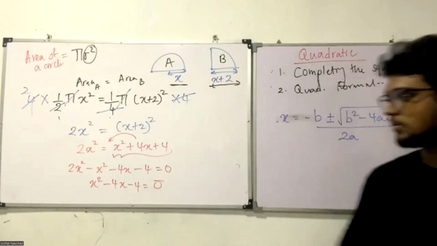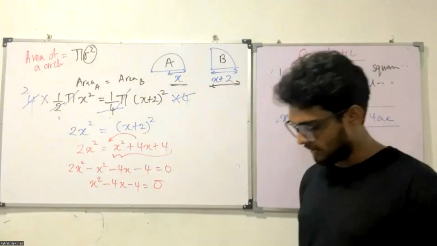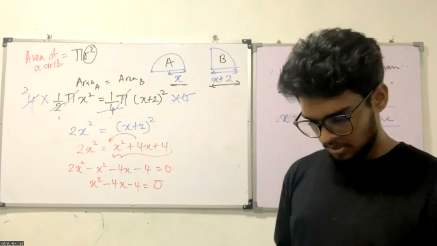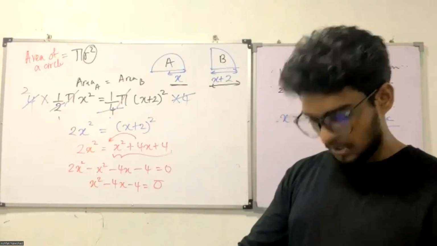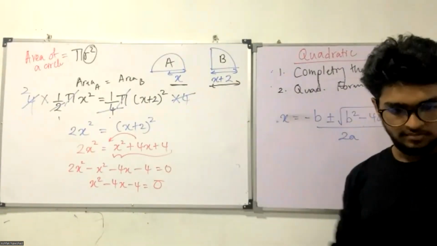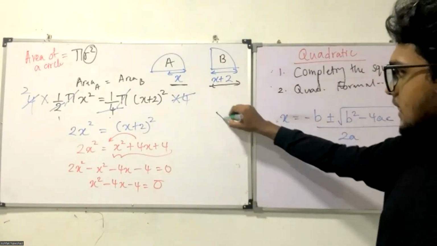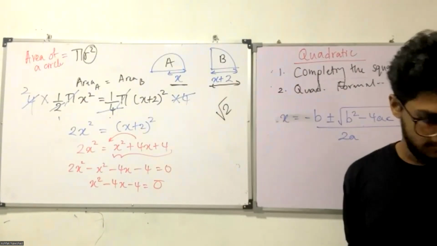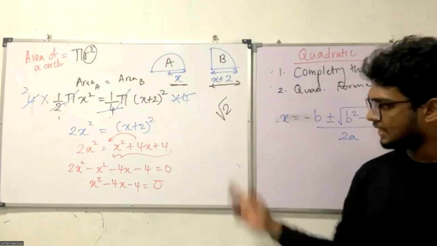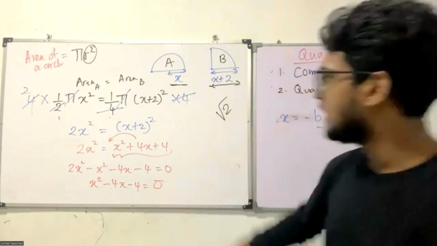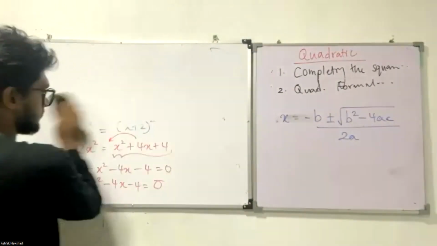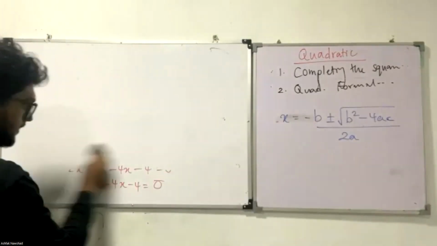Finally, we ended up with the equation they have given: x square minus 4x minus 4. Okay, let's see if we are correct. Let's solve, and if we get root 2, then we are correct, because they have given us root 2. If we find root 2 in some way in the solution, then we are correct. Let's see. Completing the square for this equation.